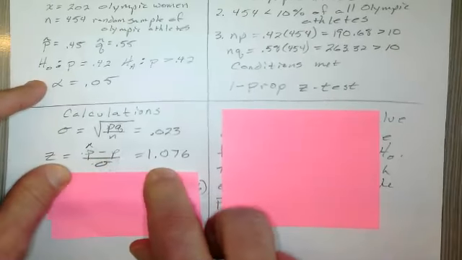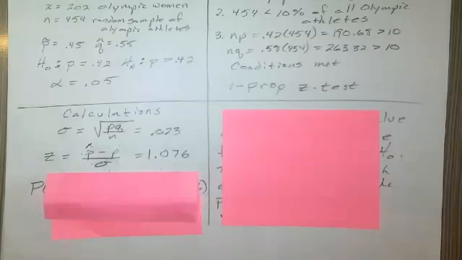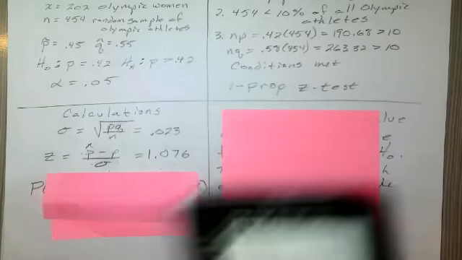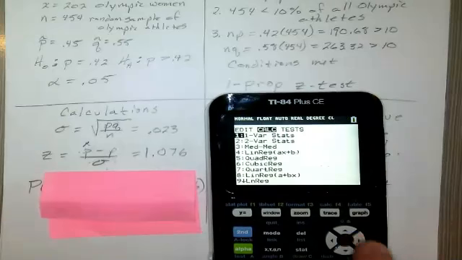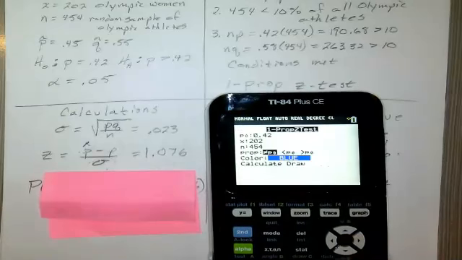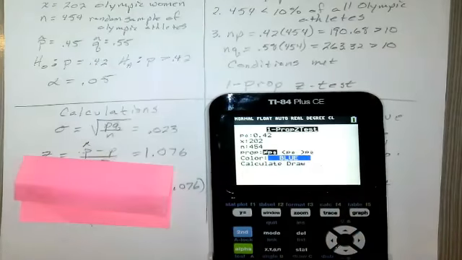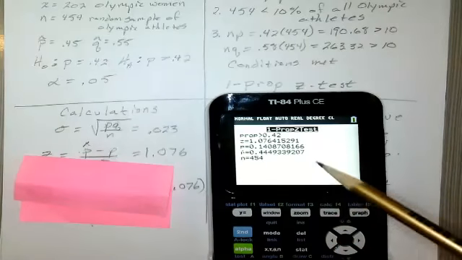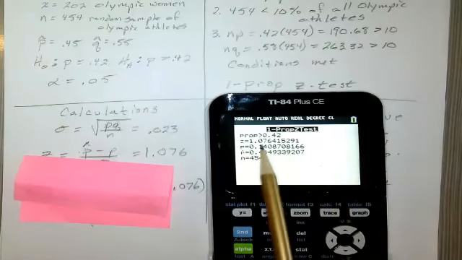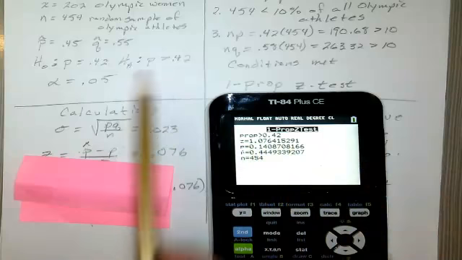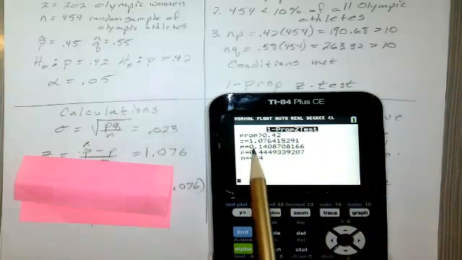Now, where does that come from? Well, if we go STAT, go over to TESTS, number 5, and we put our numbers in, then we go greater than because that was our alternative hypothesis, and then we calculate. These are the numbers that we get. Our p is greater than 0.42. That's our alternative hypothesis. Our z-score is right there.